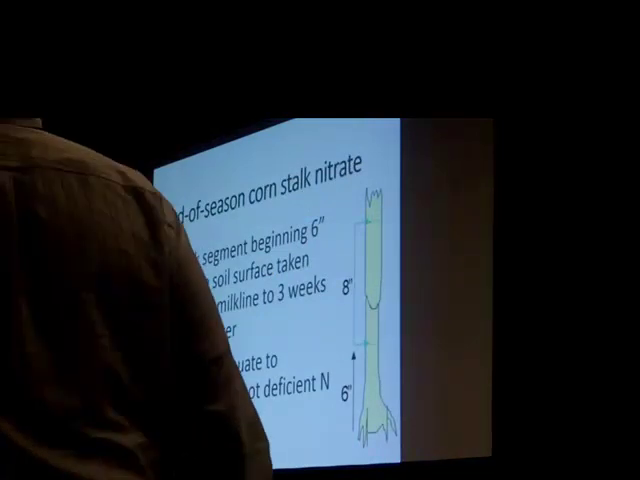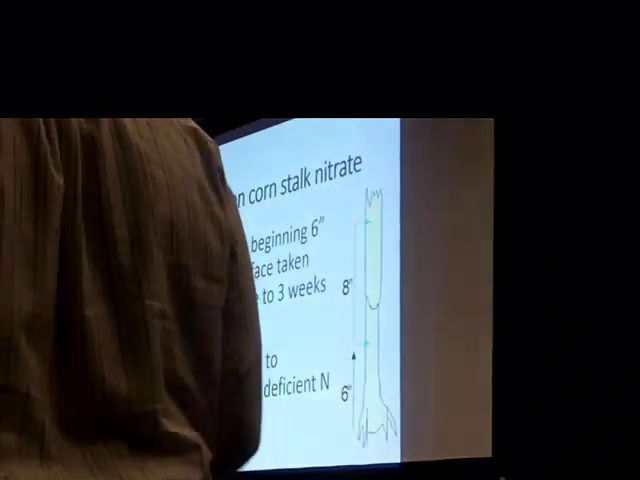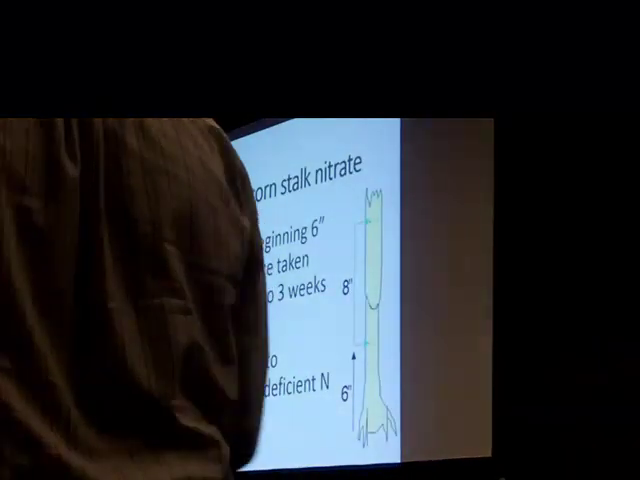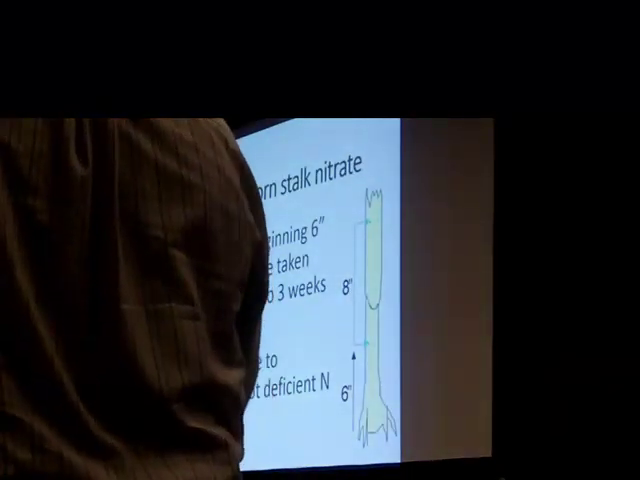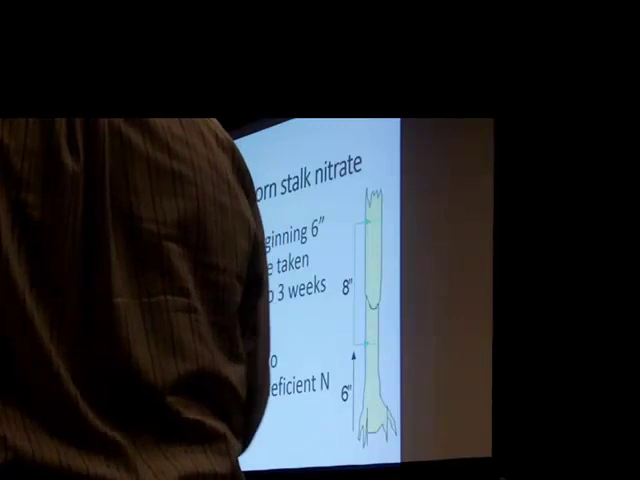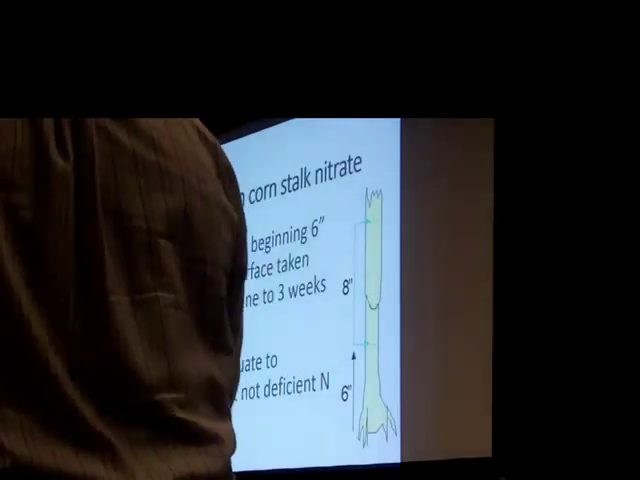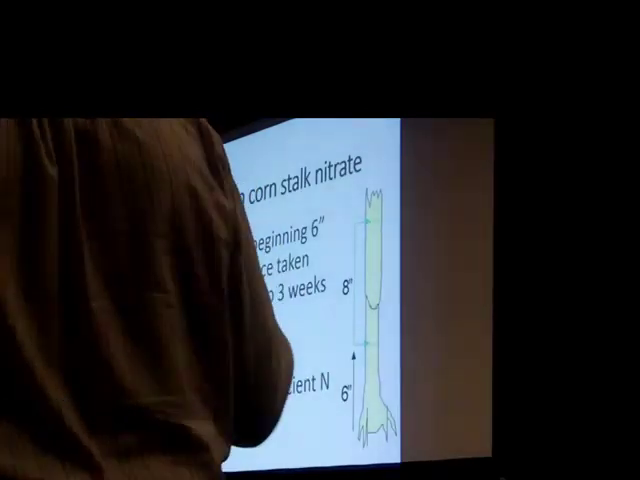The other thing that we found to be useful, of course not to make adjustments during the growing season, but to get a feel for the availability coefficients and the program in general, how well it's taking advantage of the nitrogen, is this end of season corn stalk nitrate test, where you begin about 6 inches above the soil surface and take an 8-inch segment out of the stalk.